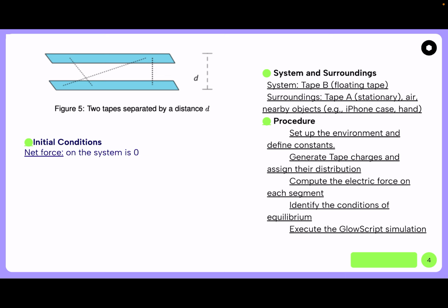For the procedure, the experiment followed these steps. The first was to define the system parameters and constants, then to generate the tape charges and assign their distribution, to compute the electric force on each segment, to identify equilibrium conditions, and finally to run a GlowScript simulation to visualize the charge distribution. The one initial condition set for this is that the net force on the system is 0.